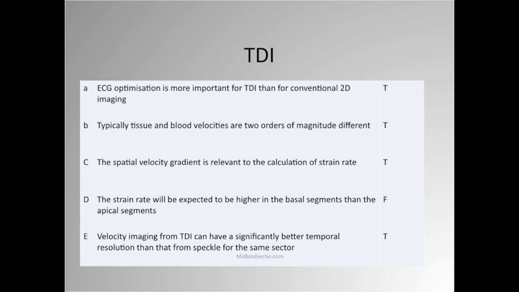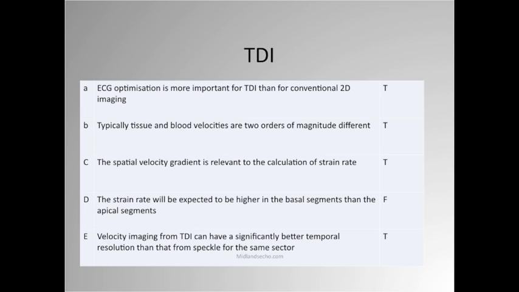Typically blood and tissue velocities are 2 orders of magnitude different. Remember, 1 order of magnitude means 10 times, so 2 orders of magnitude means 100 times. So, tissue moves at a few centimetres per second, blood moves at a few metres per second, so that's roughly 100 times different, so that's true.